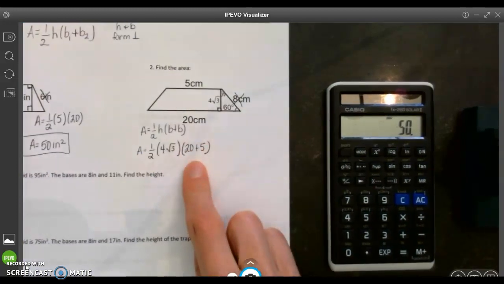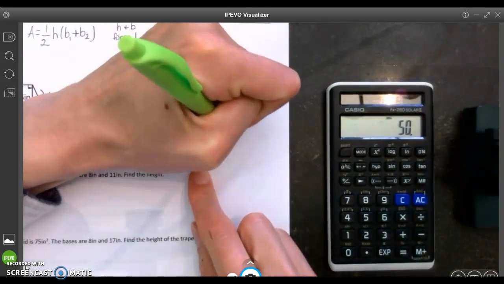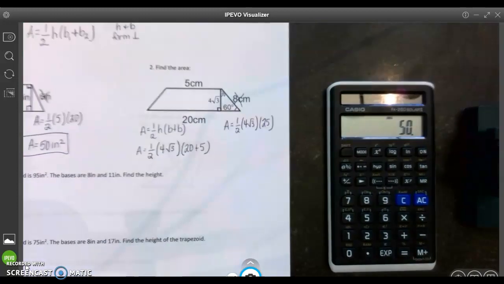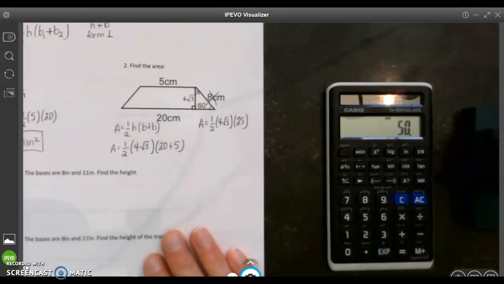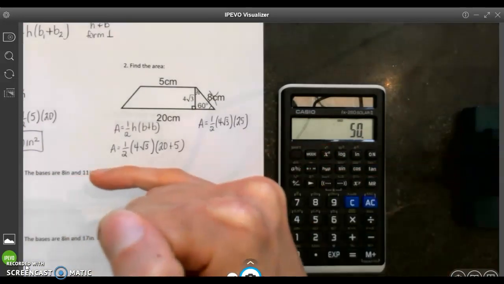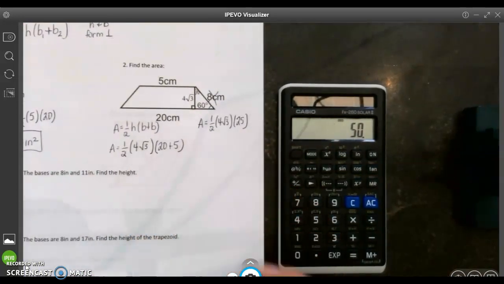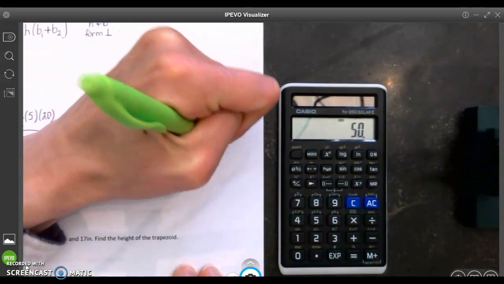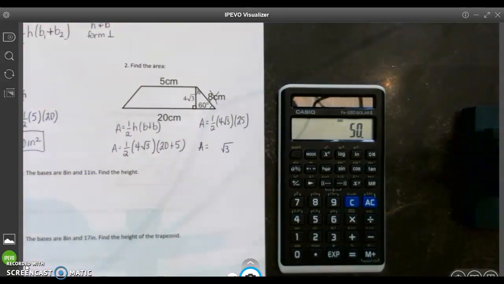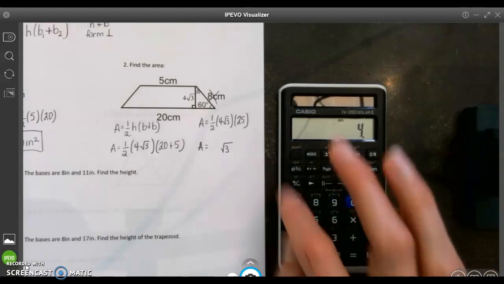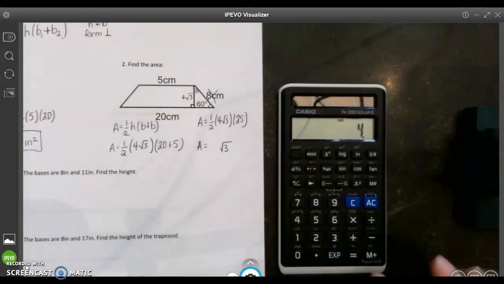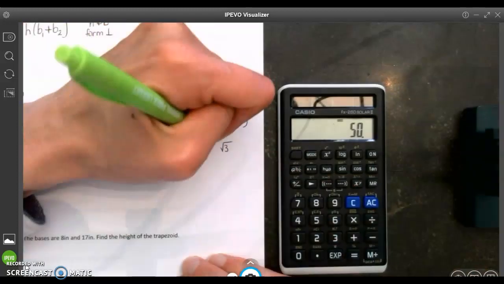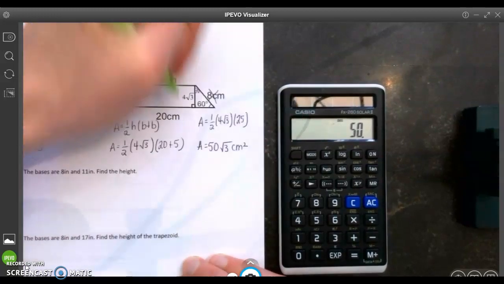Again, I'm going to simplify my bases by adding. So I have area equals 1/2. I still have that 4√3. And I'm going to do 20 plus 5 to get 25. So I'm still going to work right to left with this, but I need to ignore that √3 until the end. So in my answer, there will be a √3, but I don't want to put that in the calculator. I want to take 25 times 4, because 4 is on the outside of the square root, and 25 doesn't have a square root. So 25 times 4 is 100, and then I'm going to take half of 100, so divide by 2, and I get 50√3 centimeters squared.